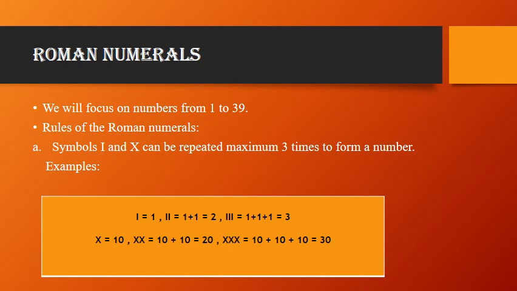X also you can repeat a maximum of 3 times. So the value of single X is what? 10. If you need to write 20, you can write XX because 10 plus 10 is 20. Again, if you want to write 30, children, you can write XXX, that is 10 plus 10 plus 10 equals 30. But children, for writing 40, you cannot write XXXX, you cannot write X 4 times, because there is a rule that you can use symbols I and X a maximum of 3 times.